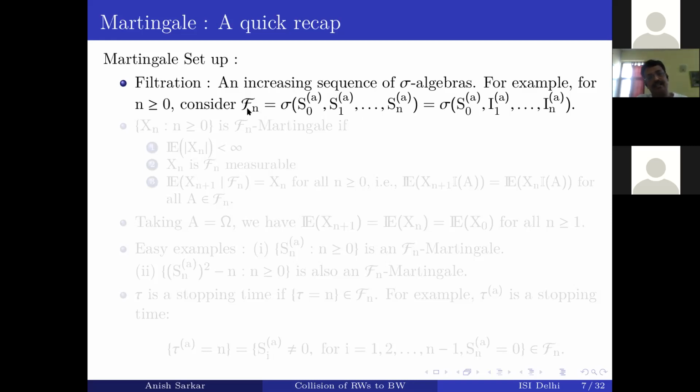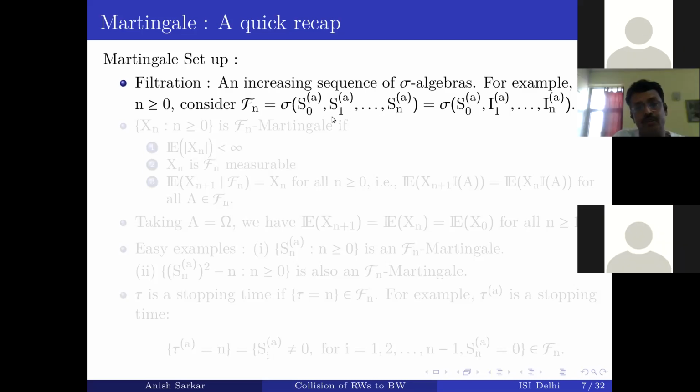So as a set, the collection of sets becomes bigger. And what is this, as all of you know? This is essentially n plus 1 random variables. So this is the set of all those sets which can be written as (S_0, ..., S_n) belongs to some H, an (n+1)-dimensional set. So all kinds of sets which can be written in that form. Okay.